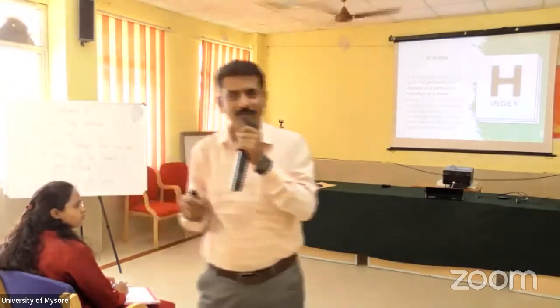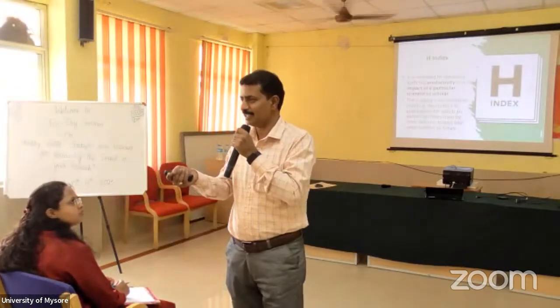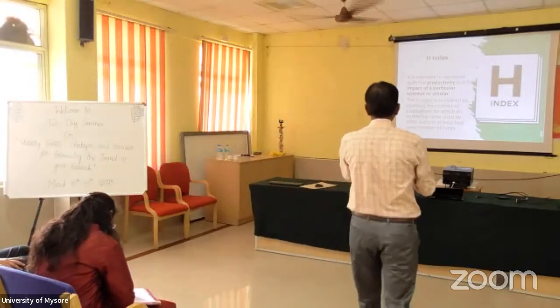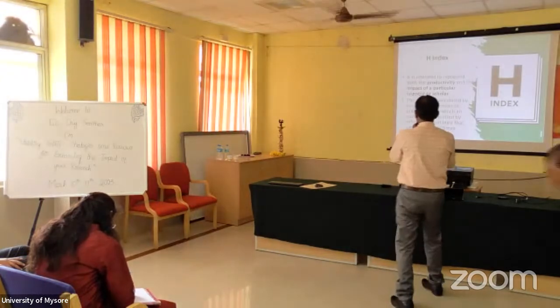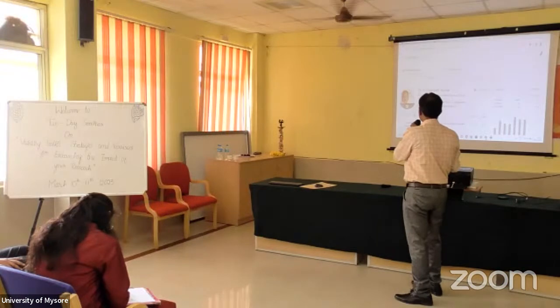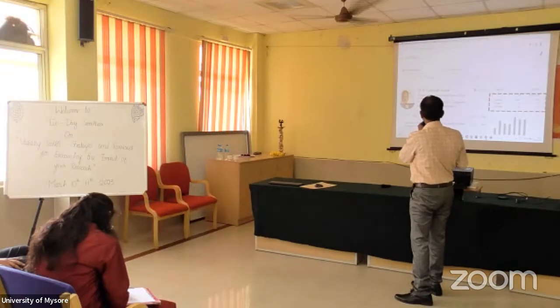But once you create your profile, please remove irrelevant articles which are not published. That's what happens. So the H-index is counting the number of publications of an author that have been cited by others at least the same number of times. That is it. So I got 20.